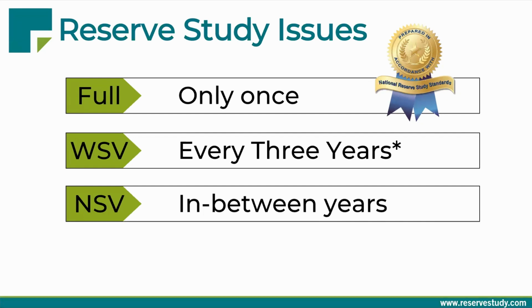And so you can see the asterisk there. That's new information. Every third year is national best practice. And some of you are in states where the state law says you need to do this at least every 10 years, at least every 5 years, at least every 3 years. But I'm telling you that it's in the best interest of the association. Special assessment risk goes down significantly when you update your reserve study with a site inspection at least every third year. It's in your best interest.